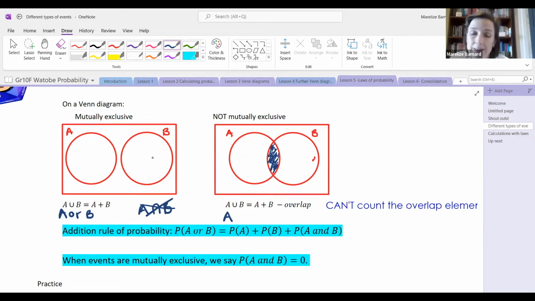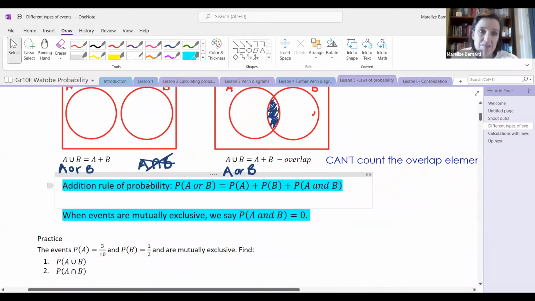It can still be A or B. And then if we go to the next picture where it's not mutually exclusive, where they do actually overlap, if we look at A or B, then we are still going to say A or B, but we need to just take out the overlap if we just want to look at what A or B is. Okay, making sense. Thank you.